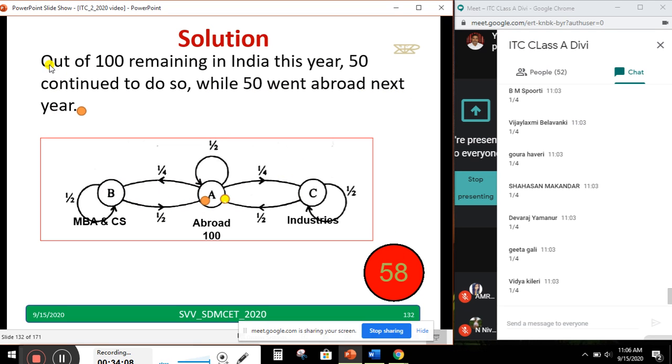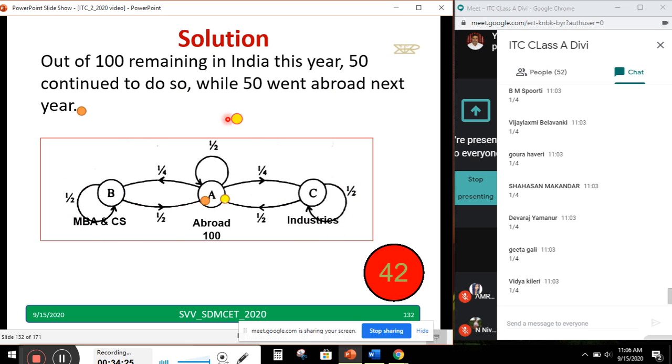So just read this. Out of 100 remaining in India this year, 50 continue to do so. Means half will remain in India only, and the remaining half will go abroad. Therefore, by 2 again I am showing it to abroad. So this will become a diagram.